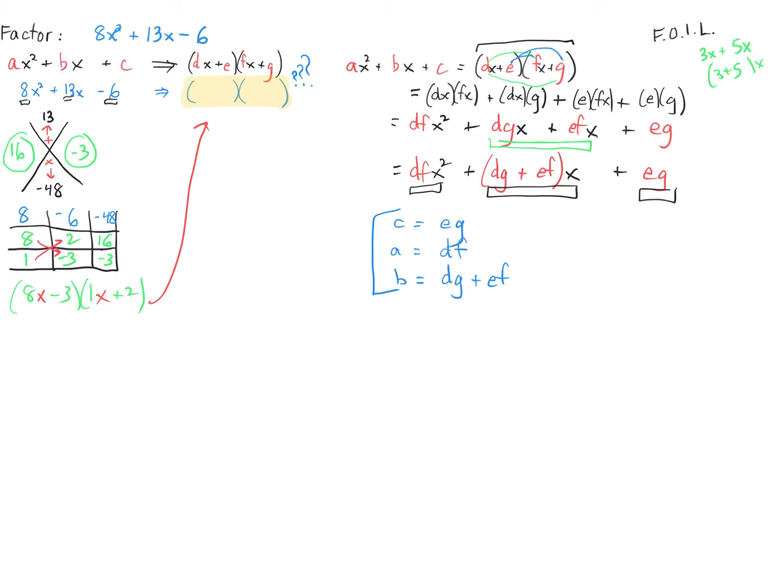If we multiplied A times C, we would get EG multiplied by DF. What do we see here? That there are 2 numbers which add up to give us our B coefficient and multiply to give us the product of our A and C coefficients. Because of course we can, using again the associative property of multiplication, we can rewrite this as D times the G times the E times the F.